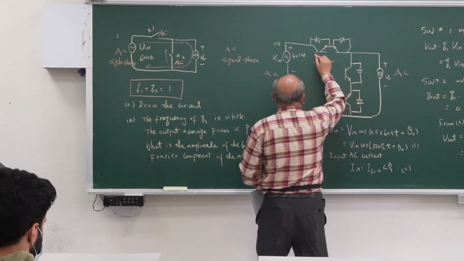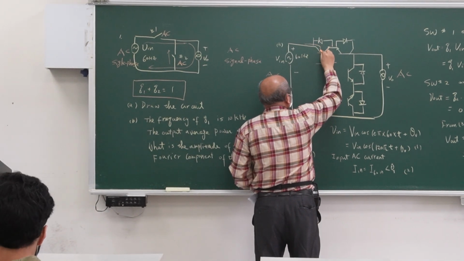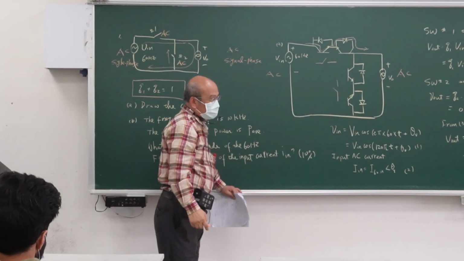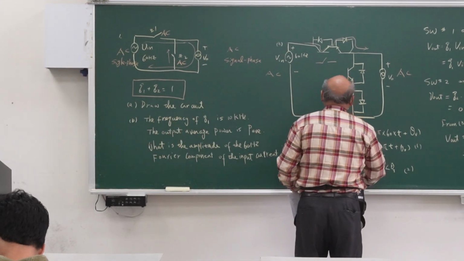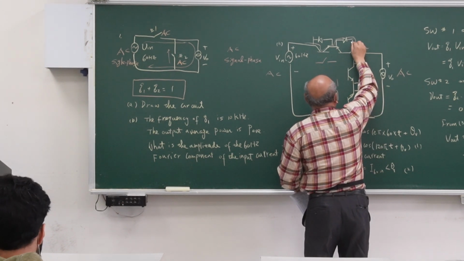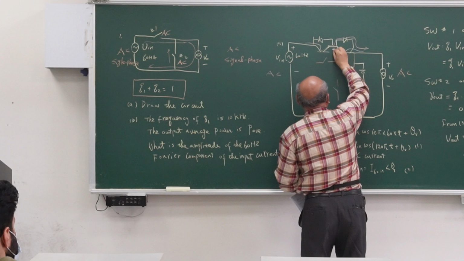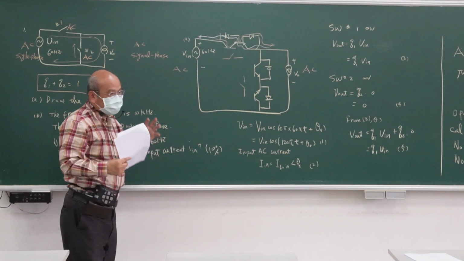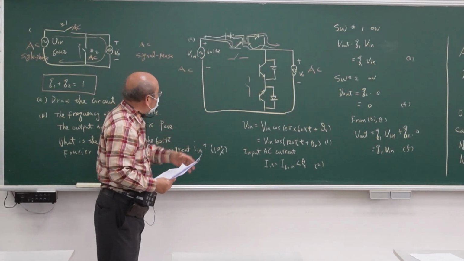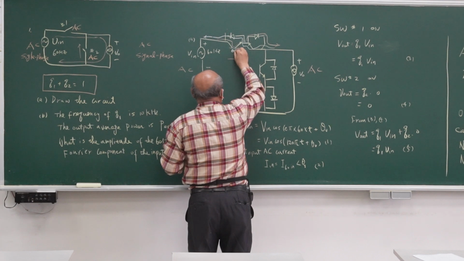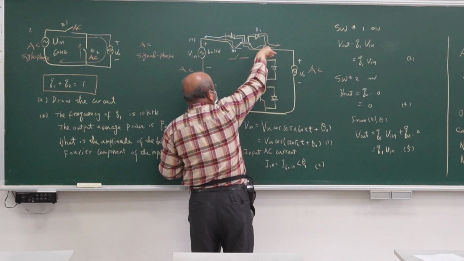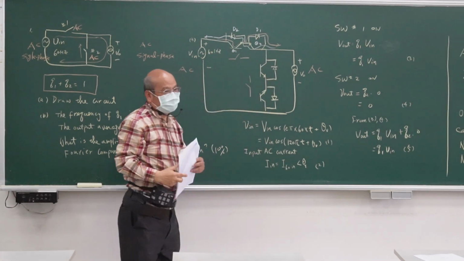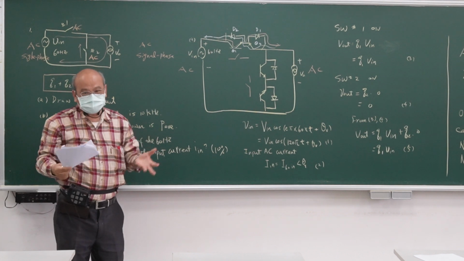If you have current going this way, then through the diode it goes to the output. If you have current going the other way, then it goes from the output to here, and then through the diode to the input. So if you use this one, if Q1 and T1 are on, the current goes this way. If Q2 and T2 are on, it goes this way. So the switch is an AC switch.